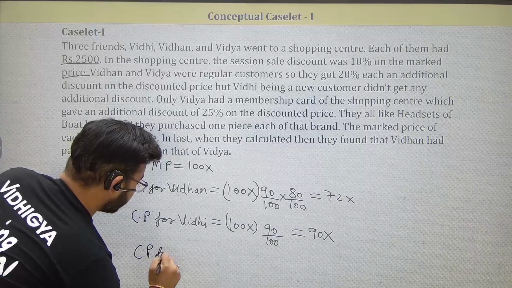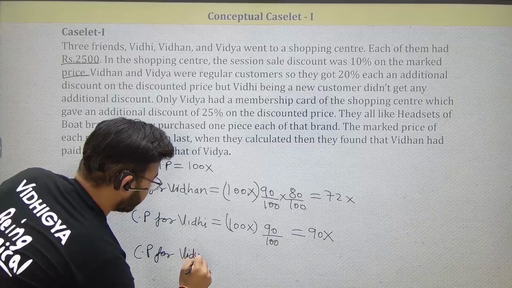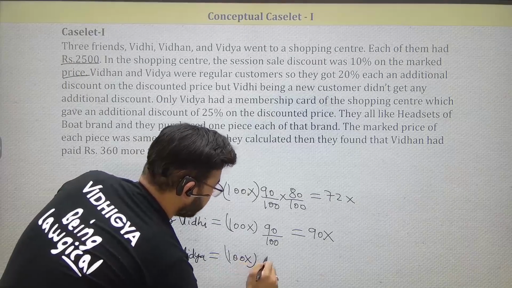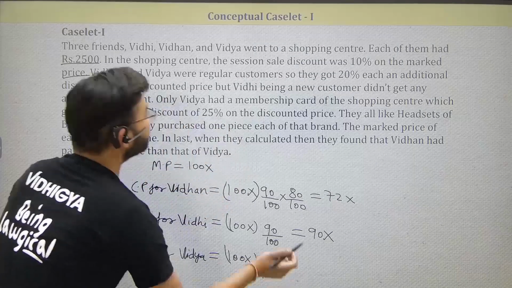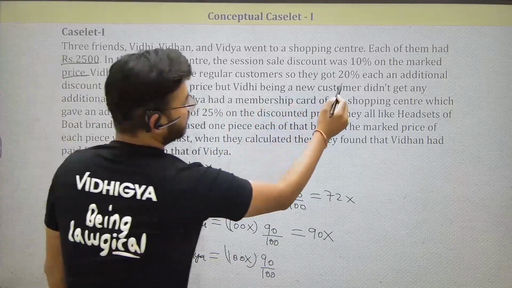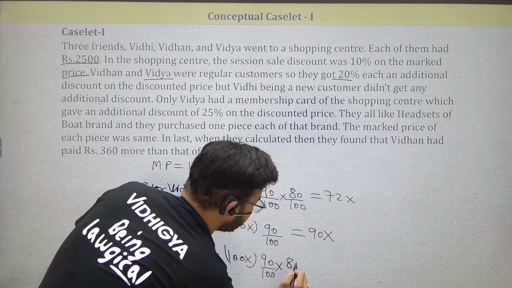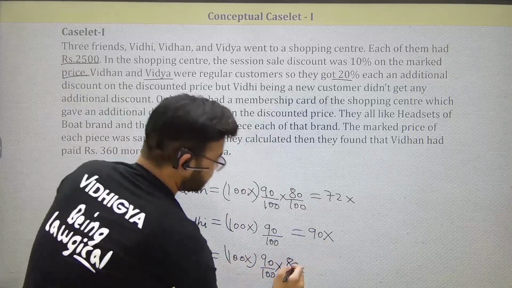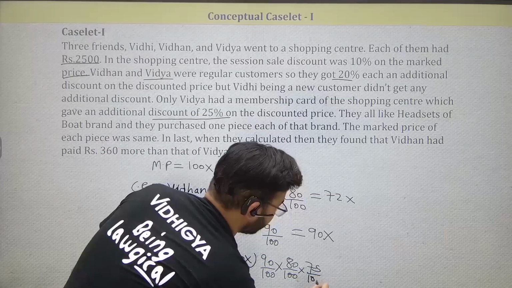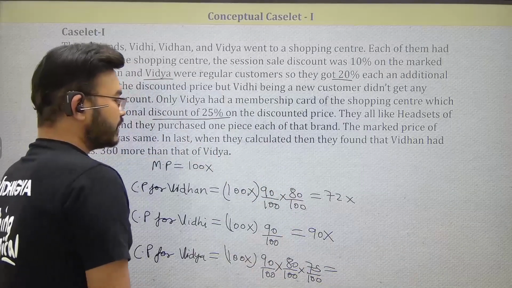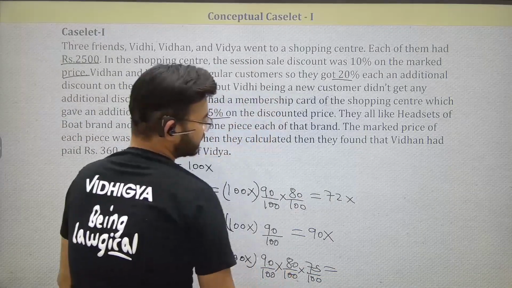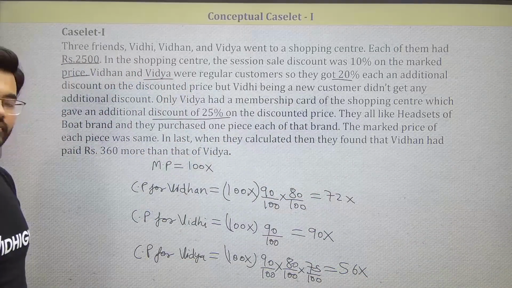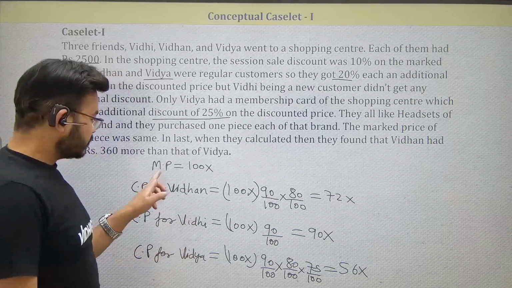Similarly, now the cost price for Vidya. It will be equal to 100x into the 10% discount that is given to each and every one. Apart from that, Vidya got a discount of 20%, so it becomes 80 by 100, and she gets an additional discount of 25%, so it again becomes 75 by 100. If you simplify, you will get this value as 56x. Okay, so now we have assumed the mark price as 100x.